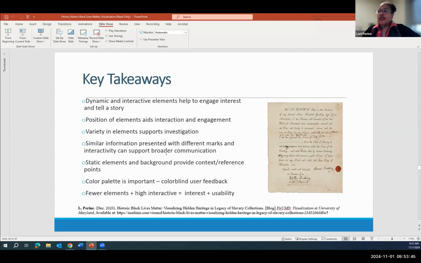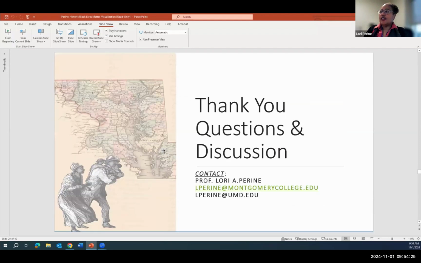And then fewer elements plus higher interactivity creates interest and usability. So there are 4 elements on here. You're not going from page to page to get to things. With Tableau, you're able to blow up one of the 4 elements if you want to look at it more closely. But having just those 4 rather than a big set of all kinds of different elements, I found when I tested this, did create more interest in interactivity.